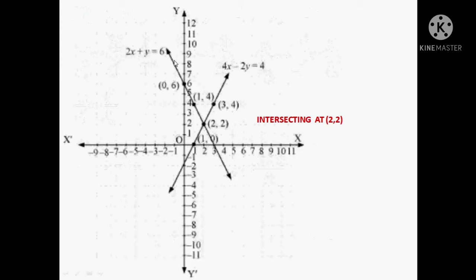Now, from here, you can see that this line is 2x plus y is equal to 6 and this is 4x minus 2y is equal to 4. But they are intersecting at 2 and 2. Therefore, they are intersecting at 2 and 2.